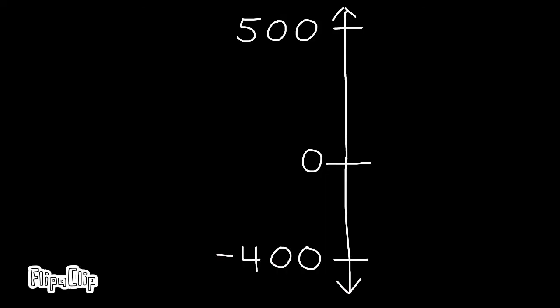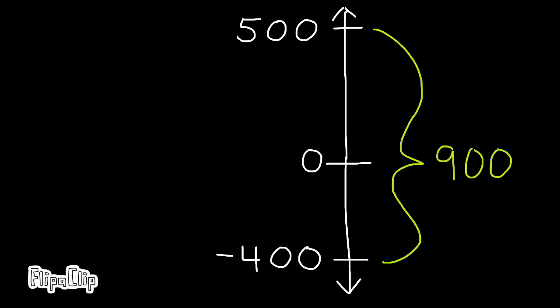Take a look at this illustration. 500 meters compared to negative 400 meters. From the 0 to the 500 is 500 meters, and from 0 to negative 400 is another 400 meters, for a total of 900 meters. So 500 meters is 900 meters higher than negative 400 meters.